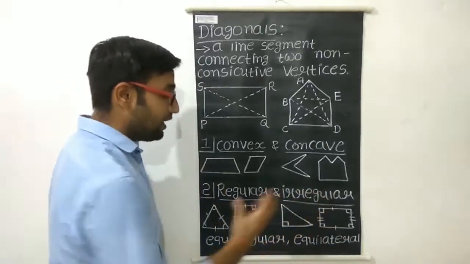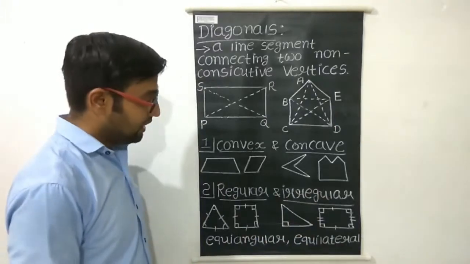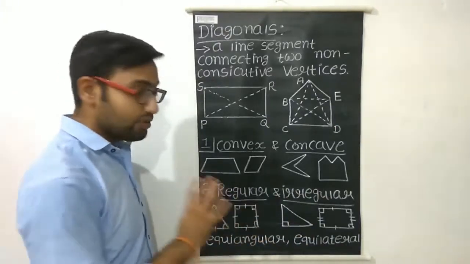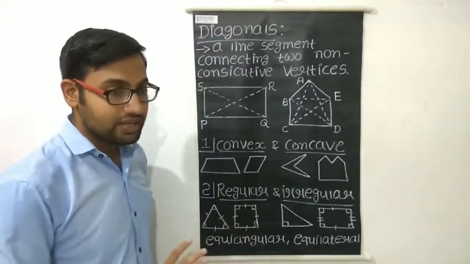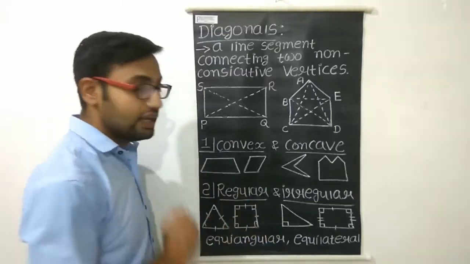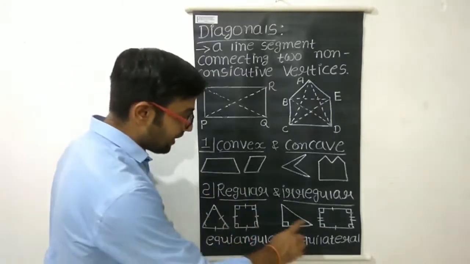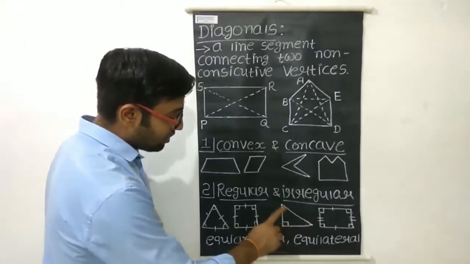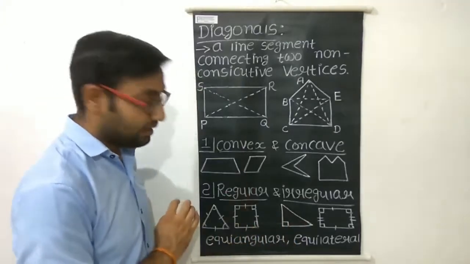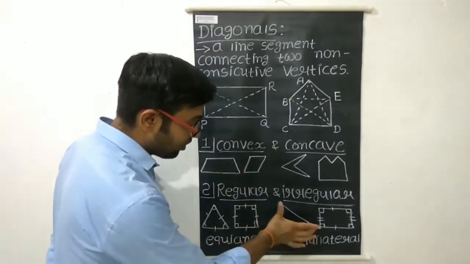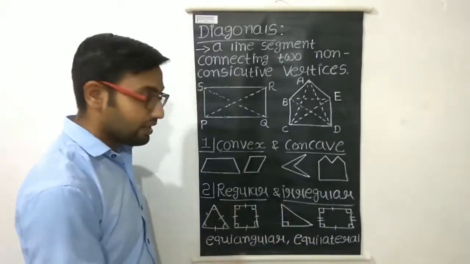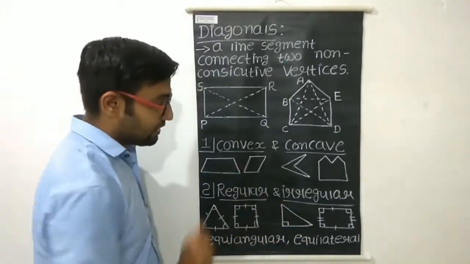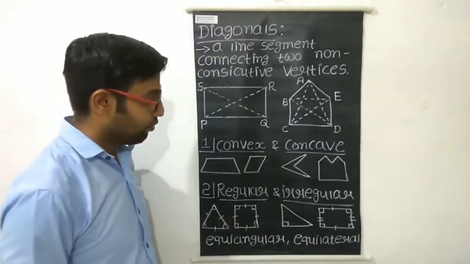So what are called irregular polygons? Any polygon which does not have equal sides and equal angles is called an irregular polygon. Like this is a right angle triangle. So this angle is 90 degrees and both these angles are less than 90 degrees. Again we can see that this side is smaller than this side. So sides and angles are not equal. It is called an irregular polygon.